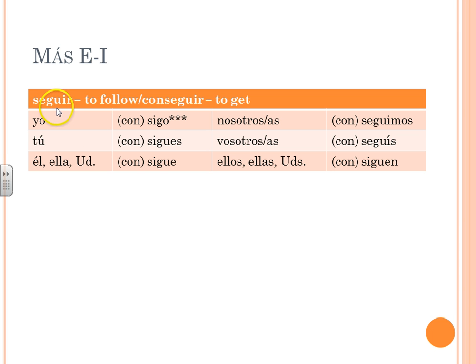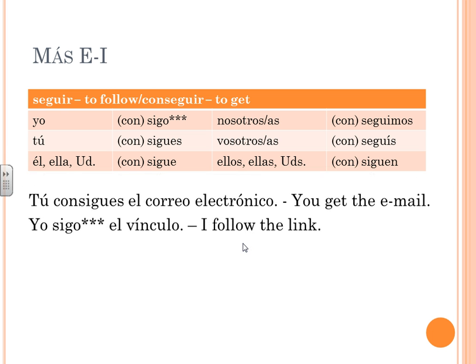Because again, this U that's in the infinitive in seguir and also in conseguir both get dropped. Okay. Tú consigues el correo electrónico, you get the email, or yo sigo el vínculo, I follow the link.